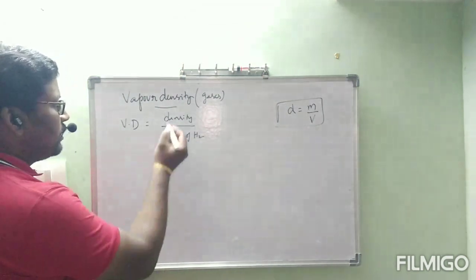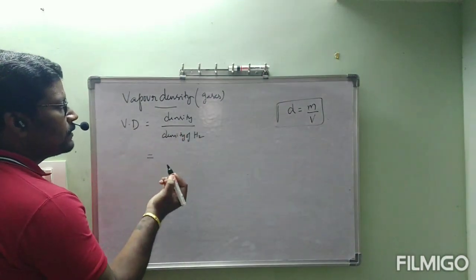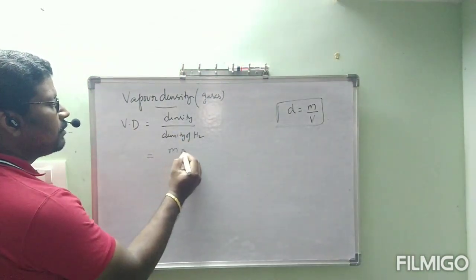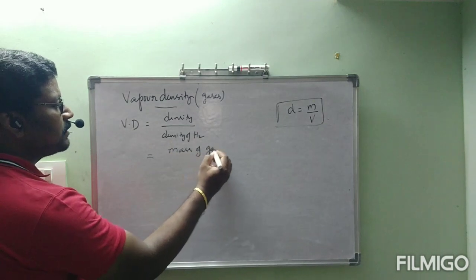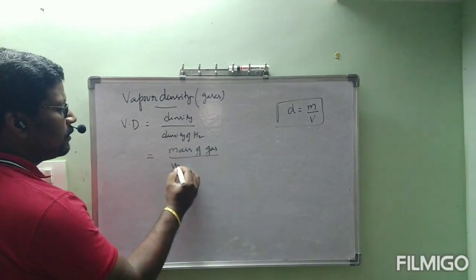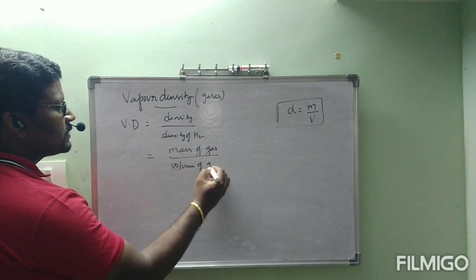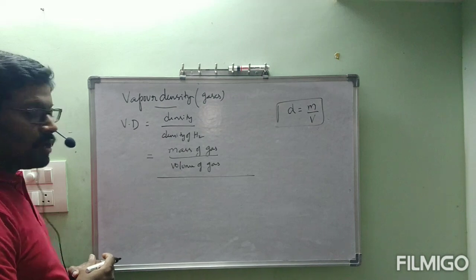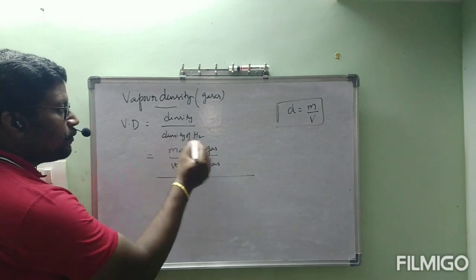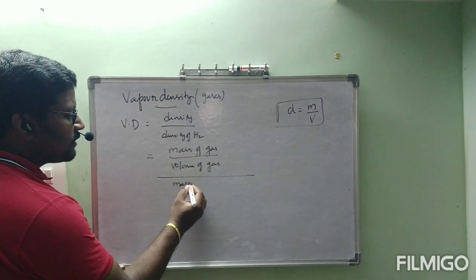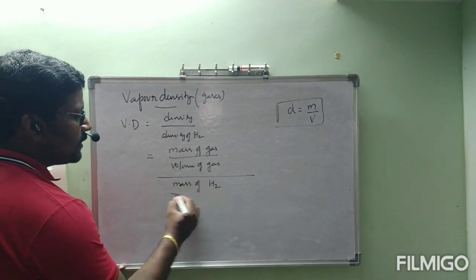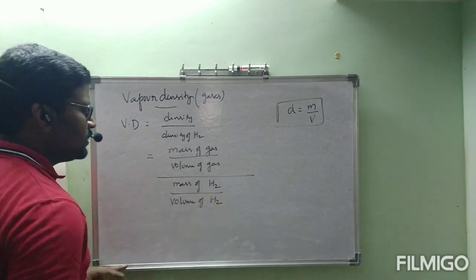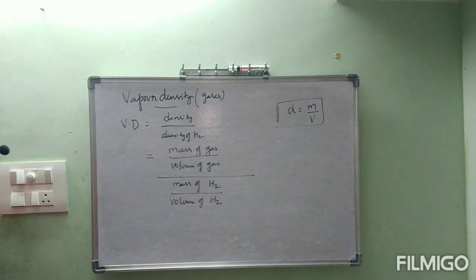Now, what is this density? Mass by volume. Vapor density is equal to mass of gas divided by volume of gas, whole divided by mass of H2 divided by volume of H2, which is the density of H2. Derivation I am showing.